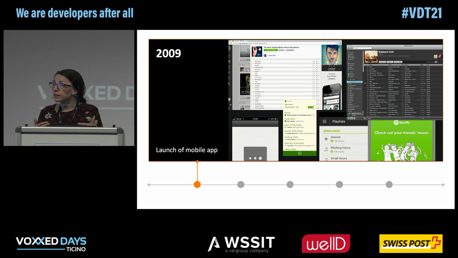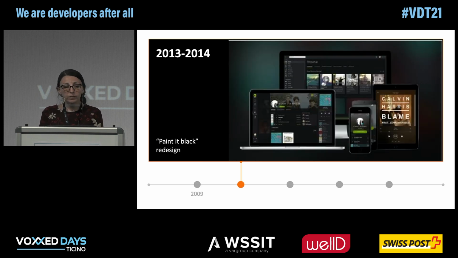So inconsistencies crept into the product while they were creating more and more complex products on multiple platforms. So in 2013, they actually decided to have a huge redesign, which they called Paint It Black. And it's mostly the image that we now recognize as the Spotify identity. But it still wasn't a design system. It was a redesign. So it was a style guide, if you want.